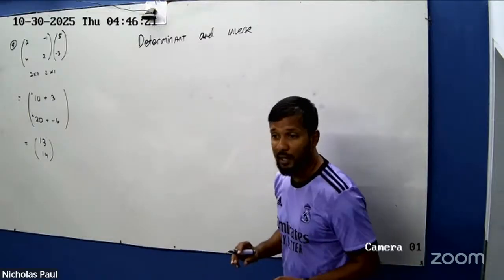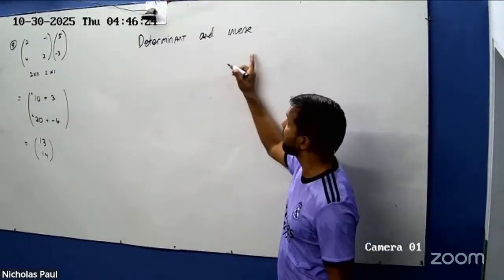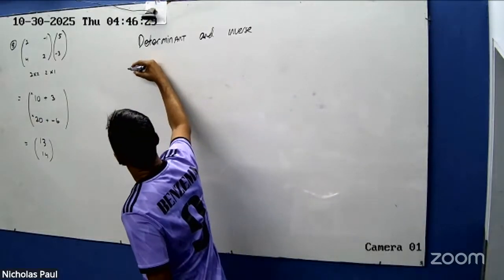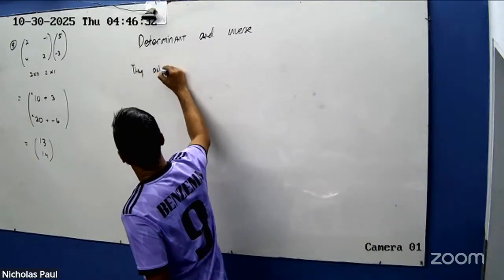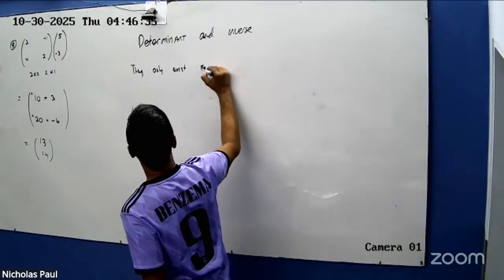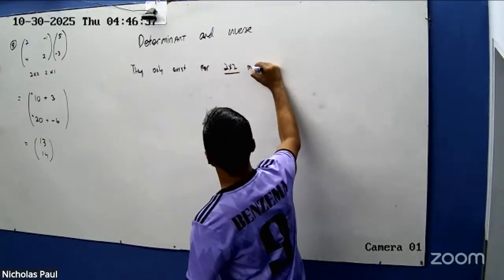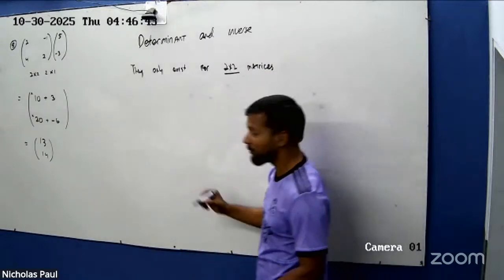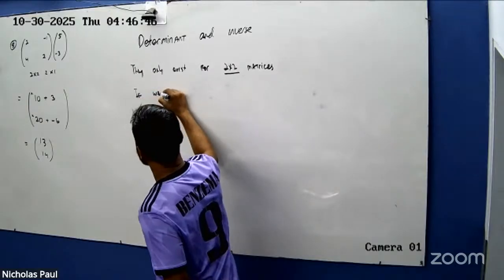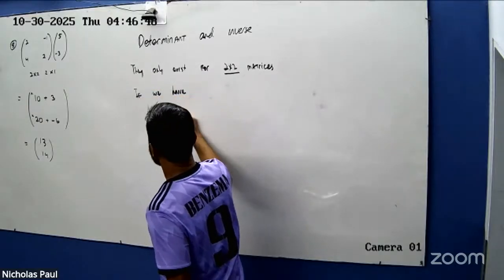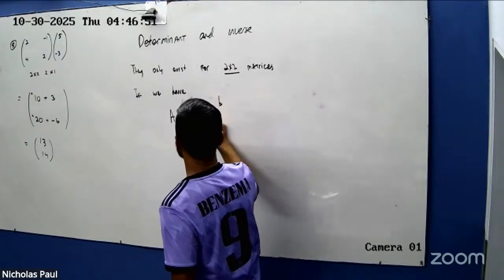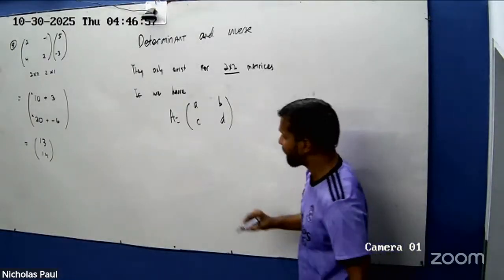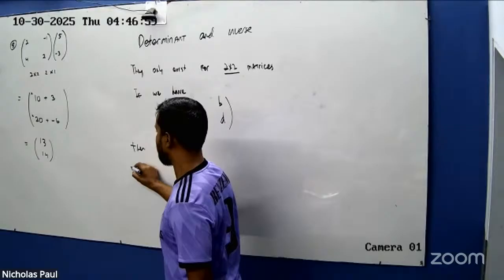All right, last thing. What's the determinant and inverse? These things only exist for 2x2 matrices, at this level. So if we have A equal to the matrix A, B, C, D, then what shall we say?